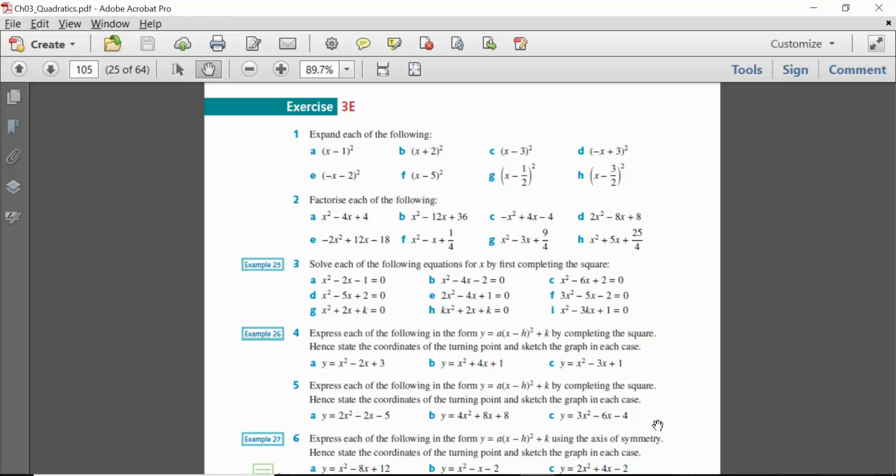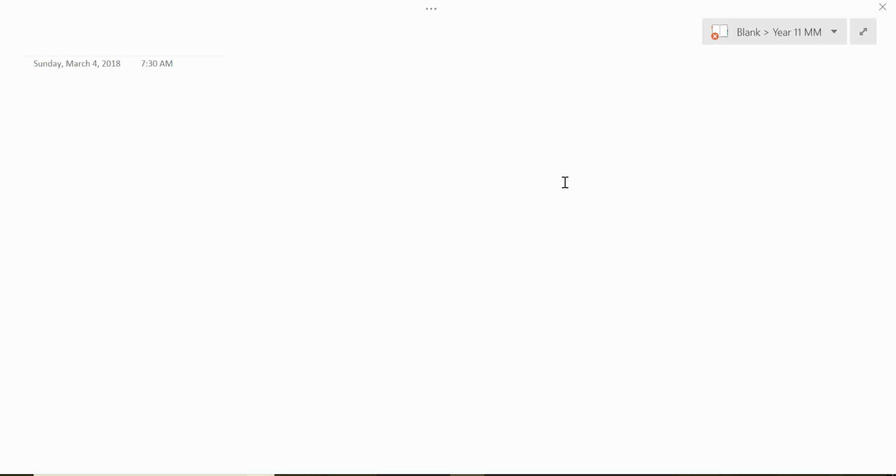For 3E, if you wanted to, you can ignore that first question. It's just trying to get you to see the pattern. When you expand a perfect square, what are the patterns to it? That's what I was trying to describe, so I'll do that here. Have a look at the first row: x minus 1, x plus 2, x minus 3, and negative x plus 3. I want you to see what we're really trying to do. It's a pattern.